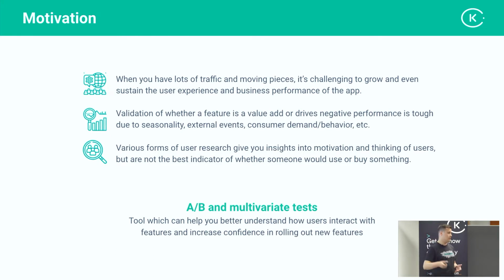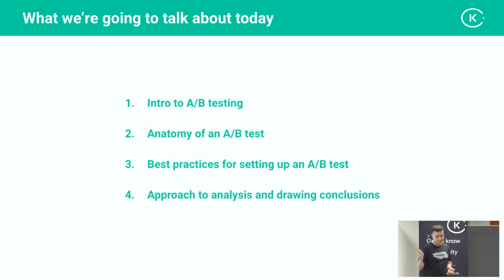So A/B and multivariate tests, which are both a similar thing, I'm gonna talk about it later, are essentially a tool which allows you to better understand how users really interact with your features once they're in production. And they can increase your confidence, when you roll out something, in knowing whether or not it's performing well. So what am I going to talk about today?